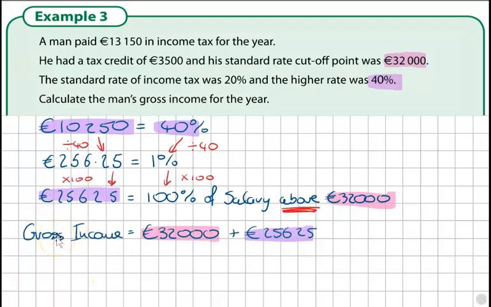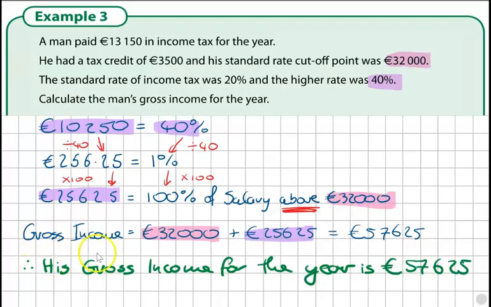So the gross income is €32,000, which is the standard rate cutoff point, plus €25,625. And that gives €57,625. Therefore, his gross income for the year is €57,625.